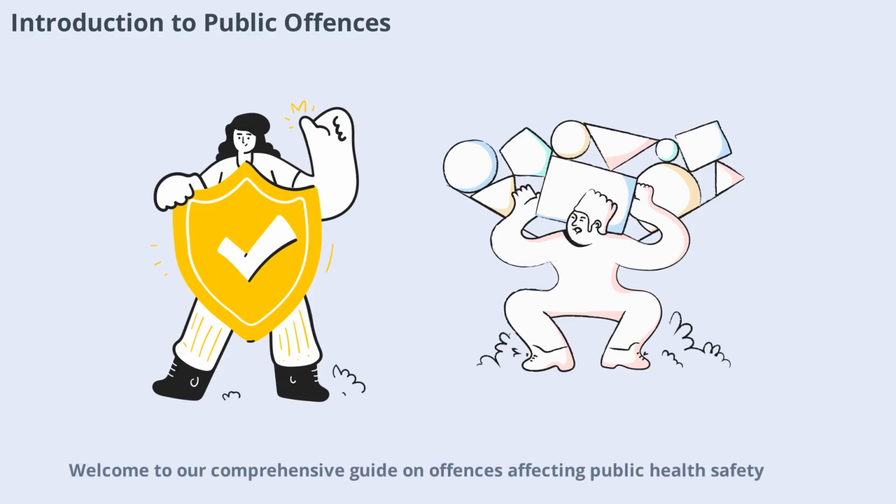Welcome to our comprehensive guide on offences affecting public health, safety, convenience, decency, and morals. In this video, we'll explore key legal sections that govern how society addresses nuisances, infectious diseases, adulteration, and crimes against property. Understanding these laws helps us appreciate the balance between individual rights and public welfare. We'll start by defining nuisance, move through sections on health and safety, and then examine property-related offences.